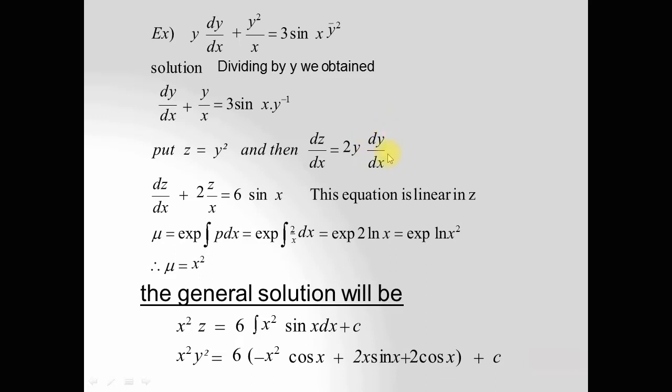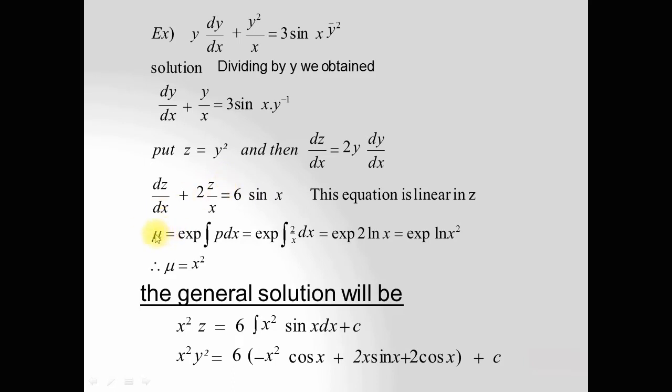Find the value of dy by dx from this expression, and then putting it in this equation we have dz by dx plus 2 into z by x is equal to 6 sine x, and this is a linear equation in z and x. z is the dependent variable and x is the independent variable. So this equation is linear in the dependent variable z. So first of all, find the integral factor.